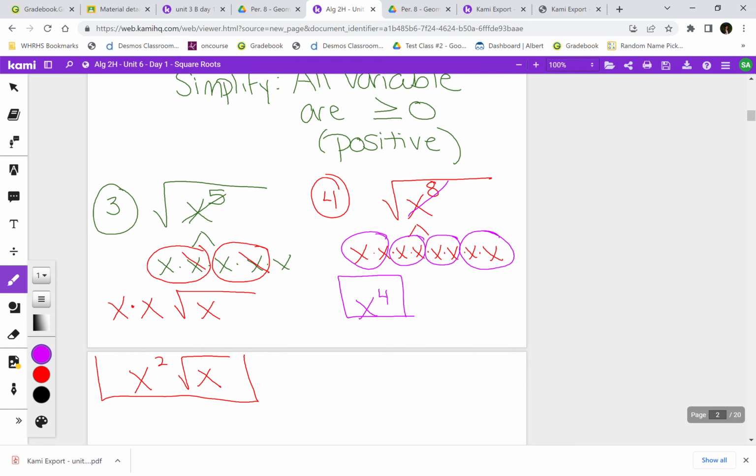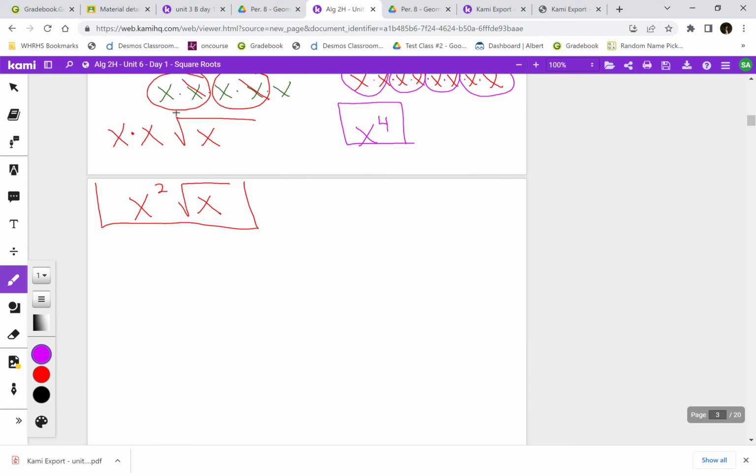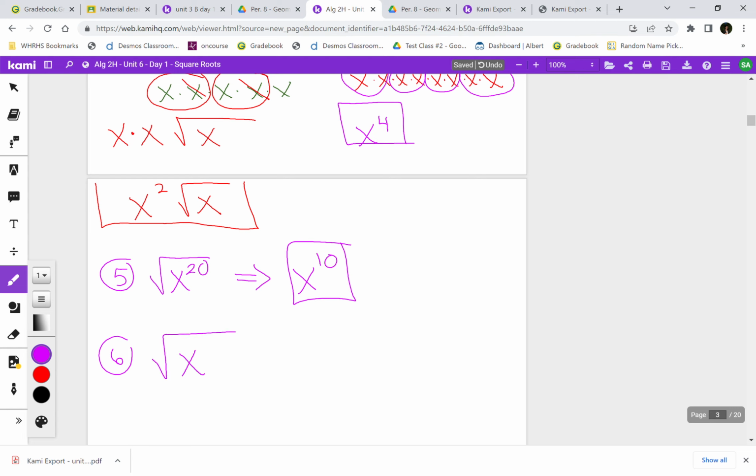Who thinks they see a shortcut here of how to figure out what the variable will simplify down to? Vanya, if you see a shortcut, what would the square root of x to the 20th be? You got it. If we had the square root of x to the 20th, we would get x to the 10th. Who thinks they see the shortcut here? All right, Ariana, if you see a shortcut, what would be the square root of x to the 11th?